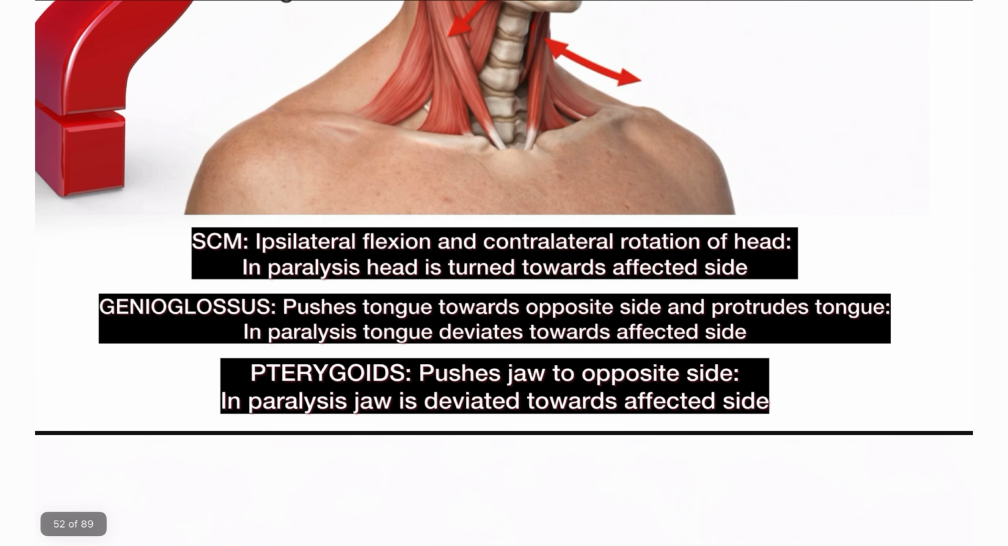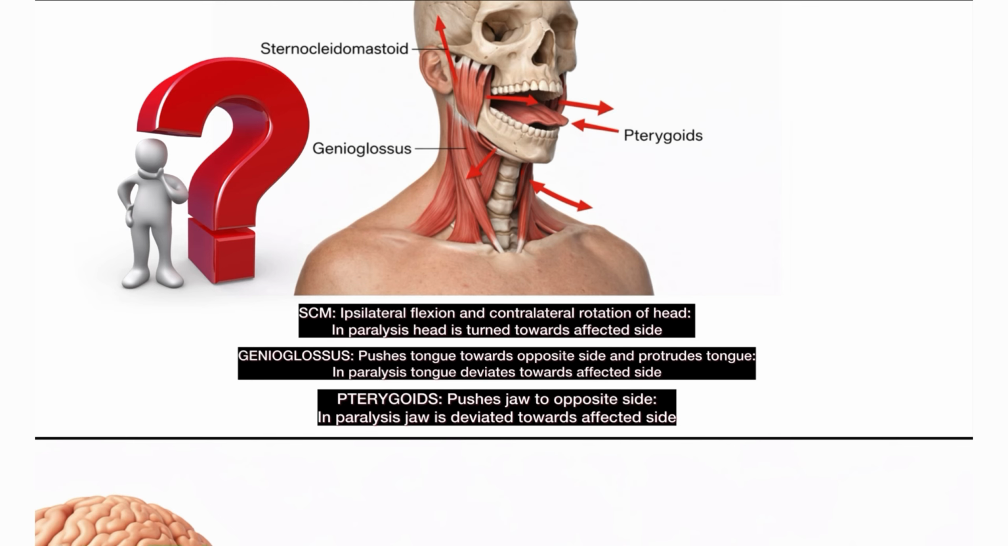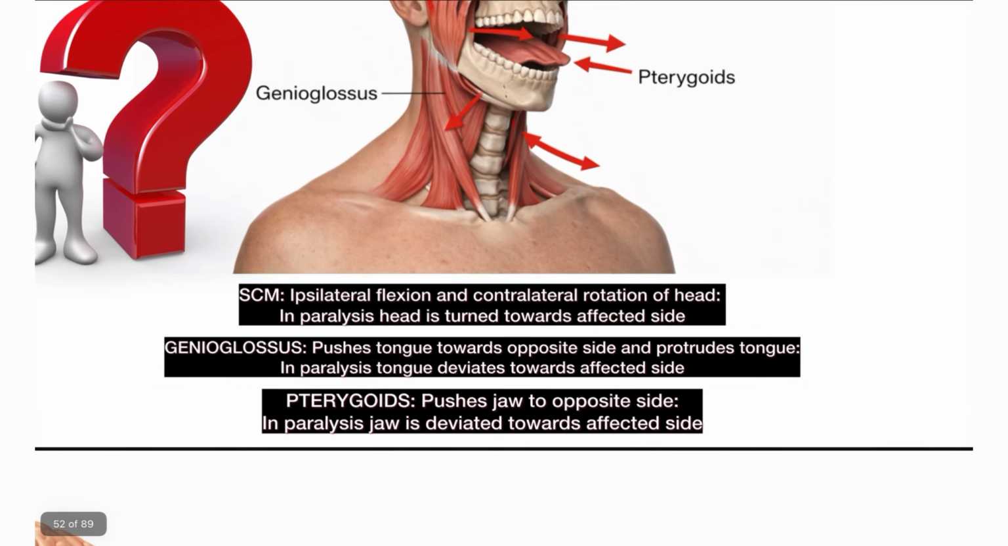There are some muscles whose line of action is towards the opposite side, and when they are paralyzed, the unopposed muscle pushes the body towards the affected side. Like normal function of sternocleidomastoid is ipsilateral flexion and contralateral rotation of the head. Now, if sternocleidomastoid is paralyzed, the head is turned towards the affected side.